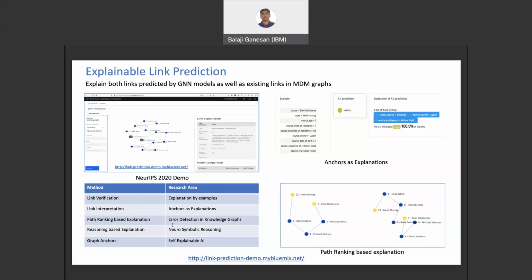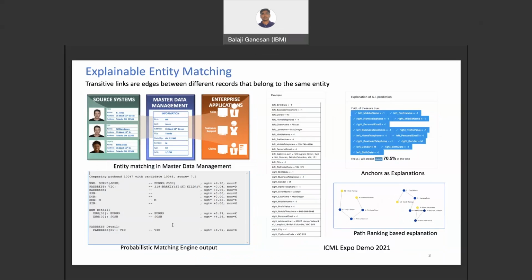Now let me go to the next problem, which is very similar. Here we have entity matching, which is determining if two nodes in the graph belong to the same real world person. It can also be an organization. So the example here is, as you can see on the top left, there are two records for a person who appears to be the same person, for us as humans, if we just look at it.